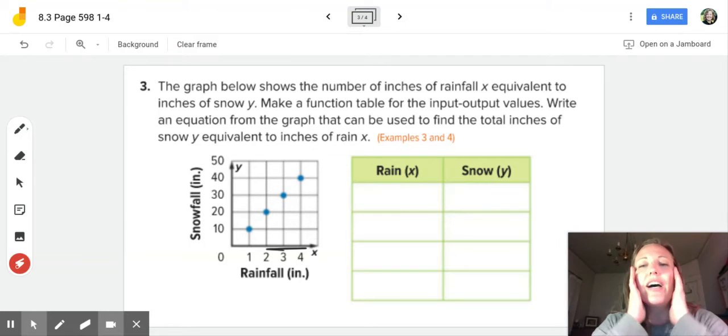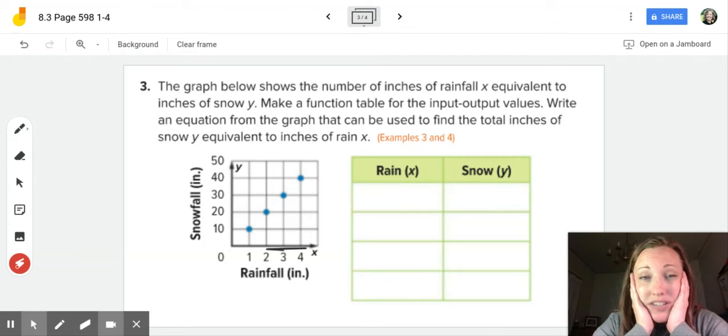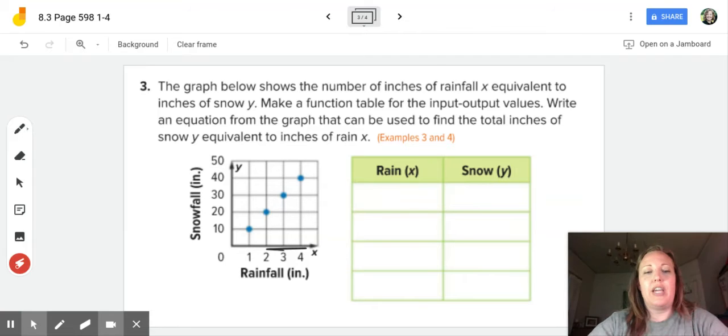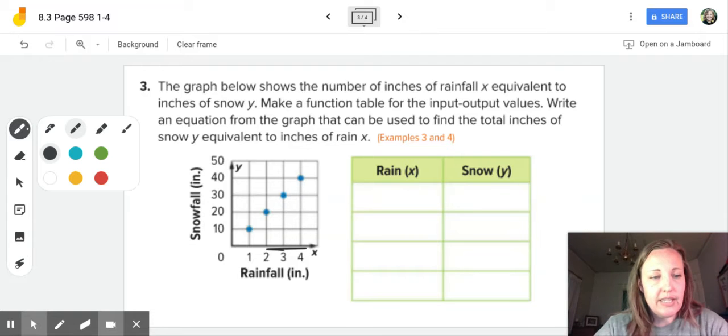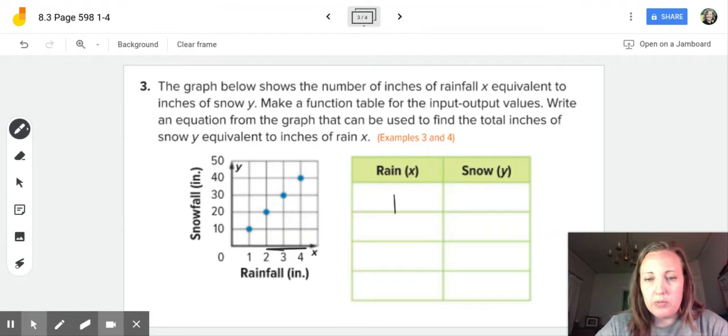So anyway, Mrs. Golding, quit thinking so hard about these, right? Just do the math. Okay, I will. So make a function table for the input output values. Okay, your x values are your input. So those are down here. So for every 1 inch of rain, we get 10 inches of snow.